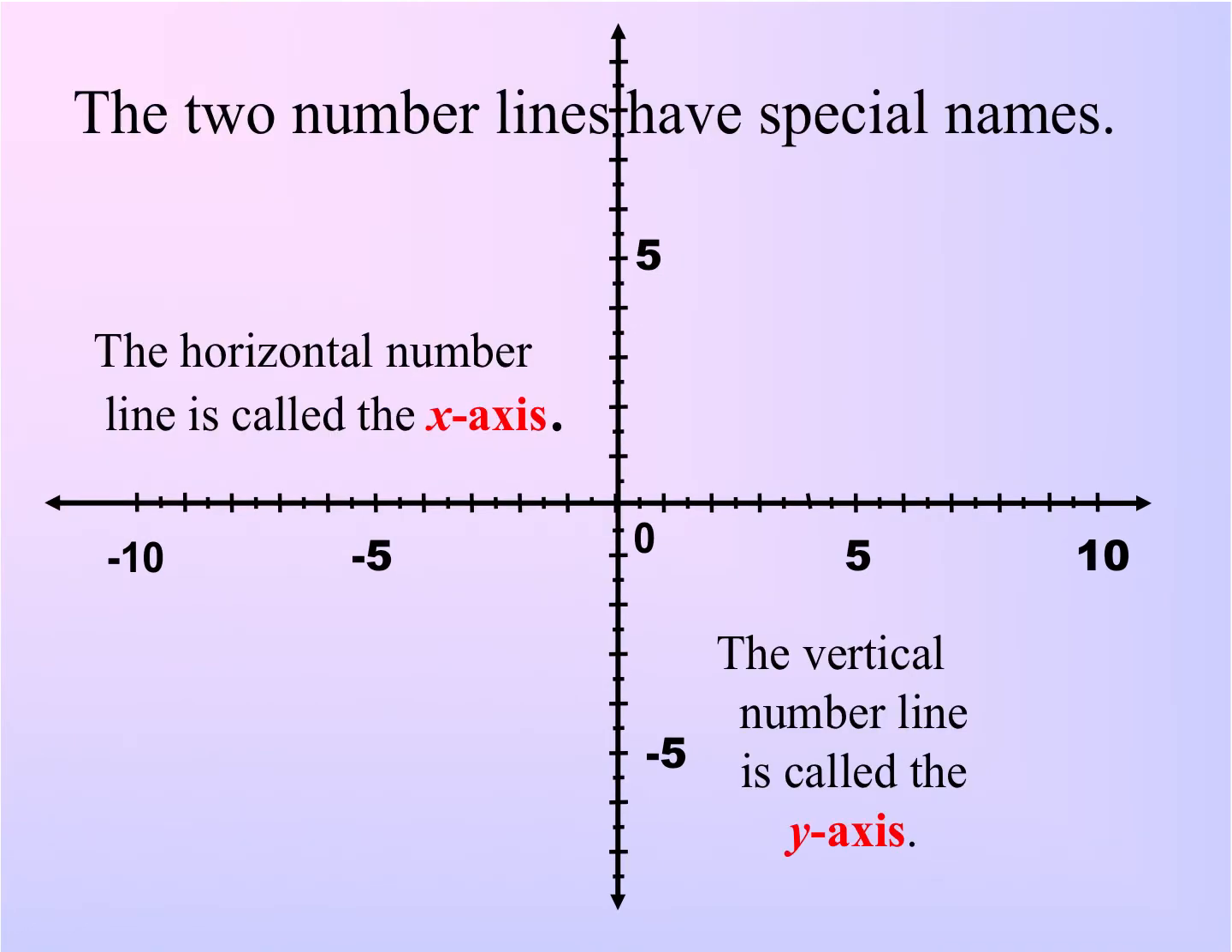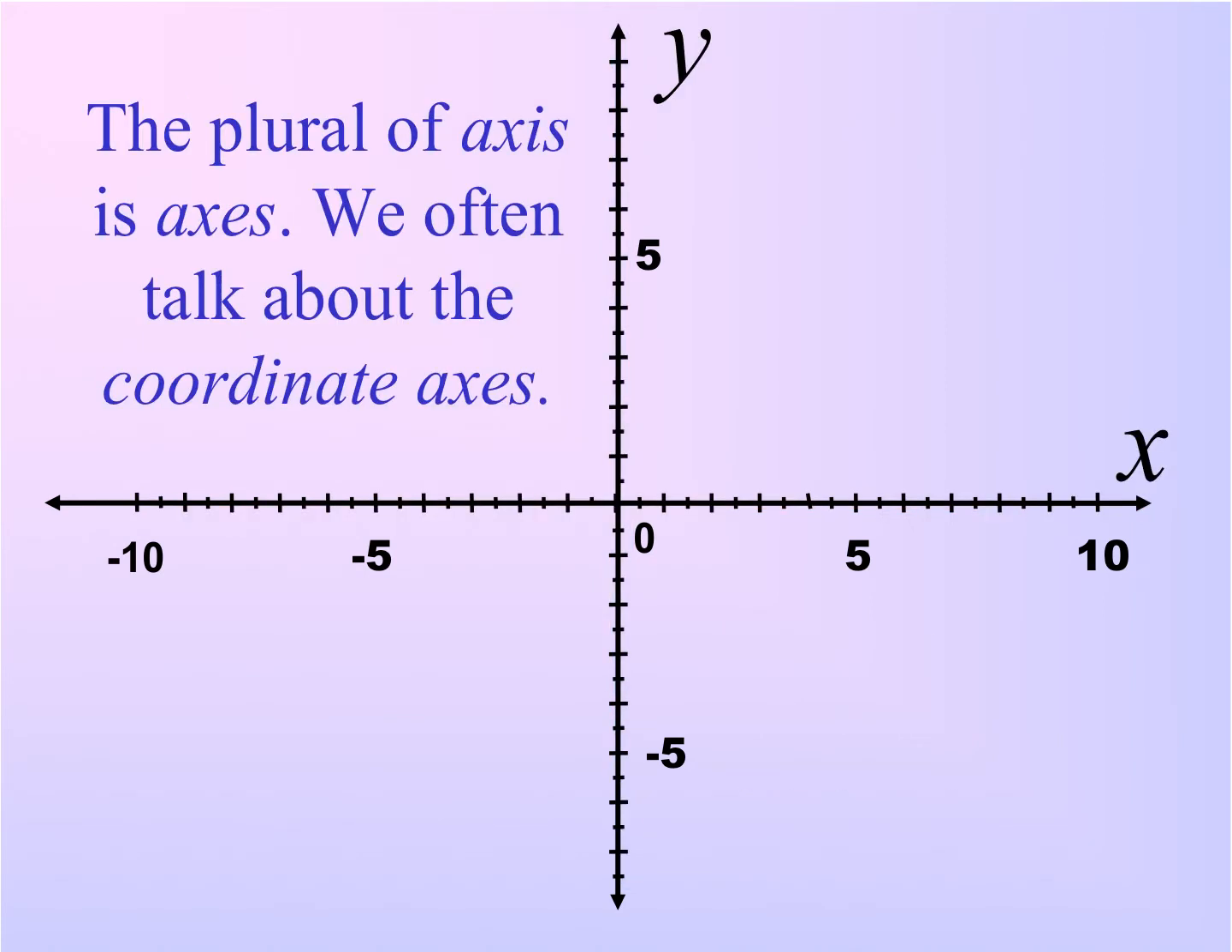So this we went over, and just like on the video they said, the horizontal number line is our x-axis. It goes, oops, that's not a very good line there. It goes across here. And our vertical number line is our y-axis. It goes up and down. Like I said, the plural of axis is axes. So we often talk about our coordinate axes there. We have 2 of them since we're moving in 2 directions on our plane.